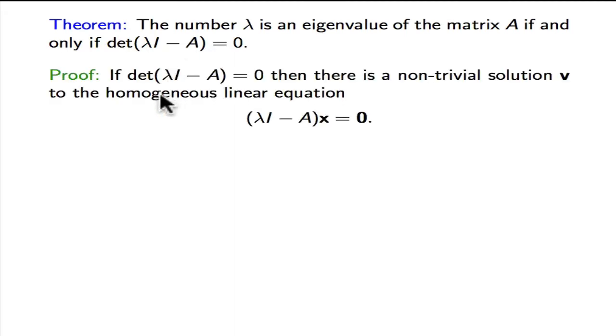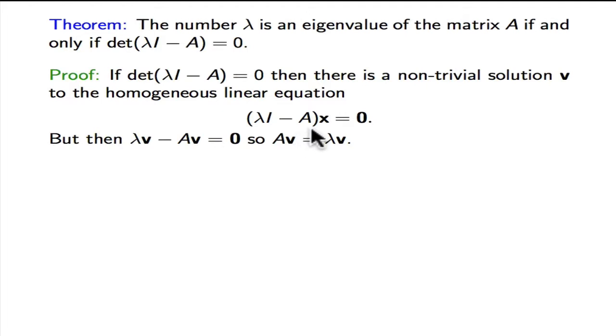Let us first assume that the determinant of lambda times I minus A is equal to 0. What this means by our earlier theory is that we can actually find a non-trivial solution V of the following homogeneous linear equation: lambda times I minus A times X is equal to 0. So there is such a non-trivial solution.